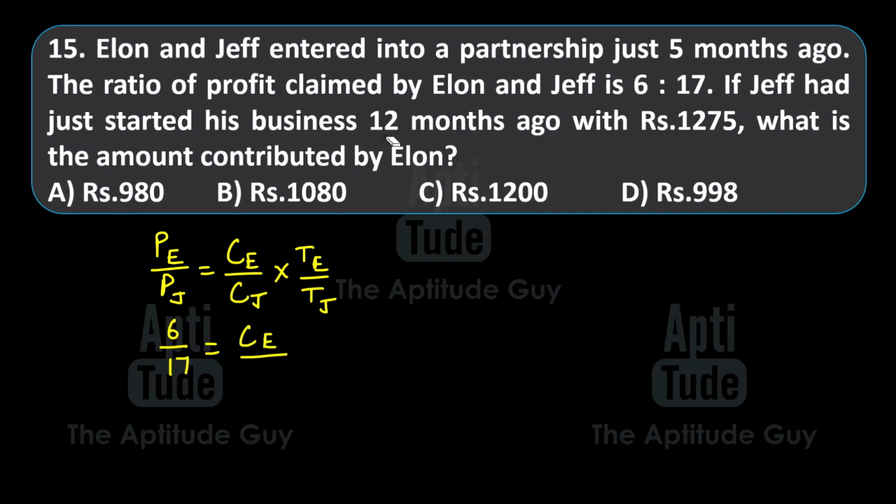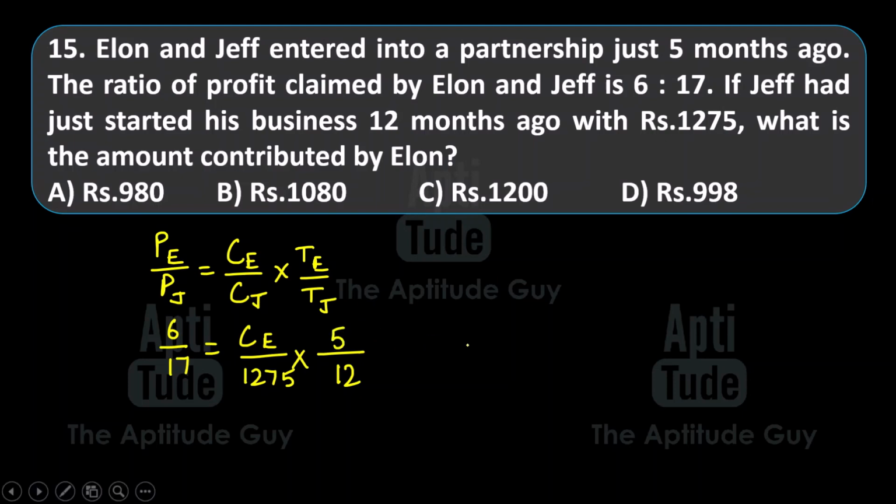Capital of Jeff. Jeff started the business 12 months ago with 1275. Time of Elon. Who started the business? Jeff started the business. So Jeff's time is 12 months. And Elon and Jeff came into a partnership just 5 months ago. That means Elon was in the business for 5 months.